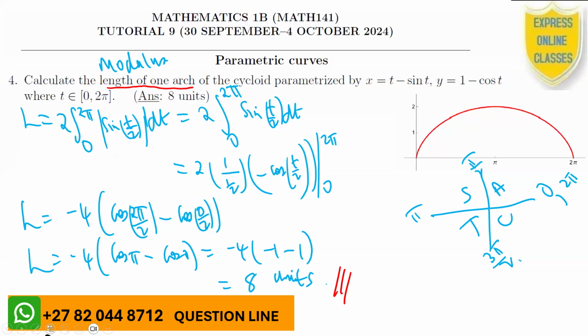Check where you do not understand, because that is the answer to the arc length of a cycloid. That is the solution to the arc length of a cycloid. And then we will proceed to analyze the next question, number 5.